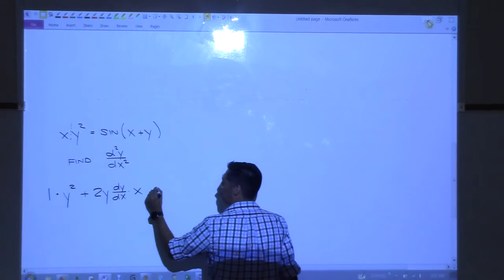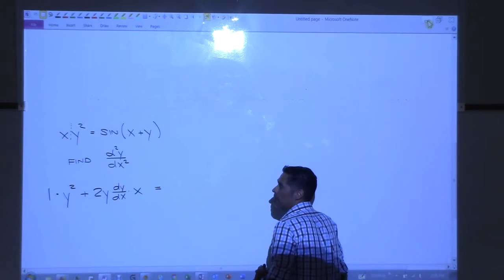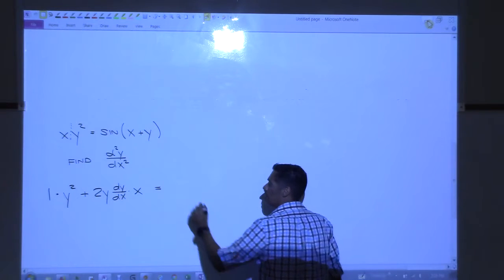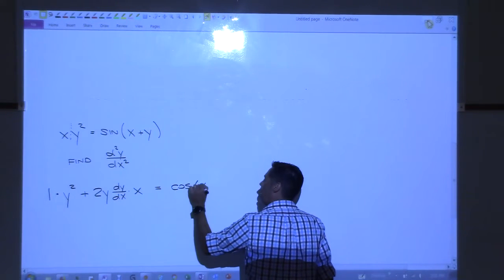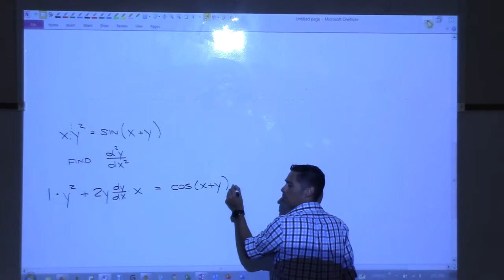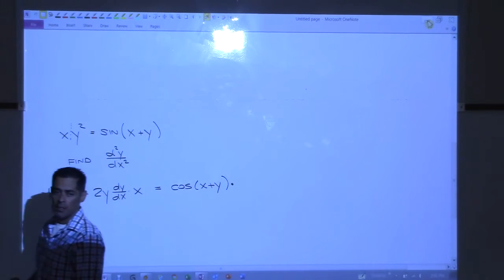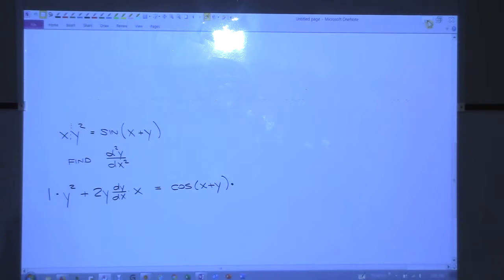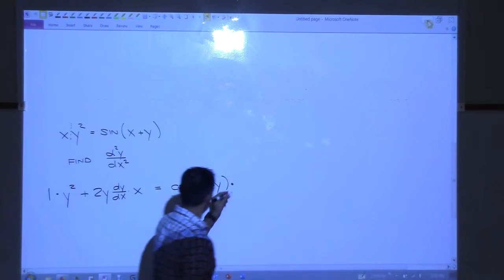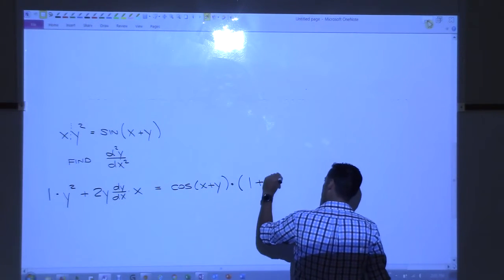Equals the derivative of sine of something: cosine of x plus y, chain rule, times the derivative of what's in here. The derivative of what's in there is 1 plus dy dx.